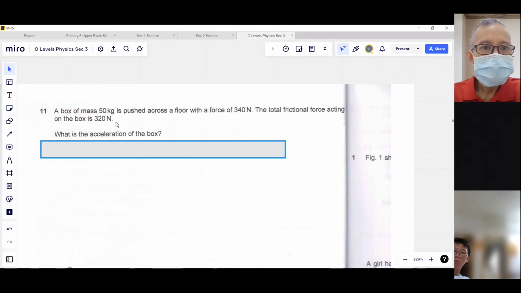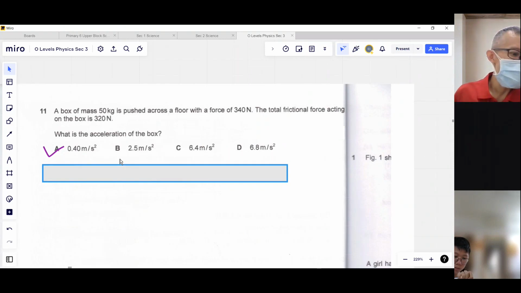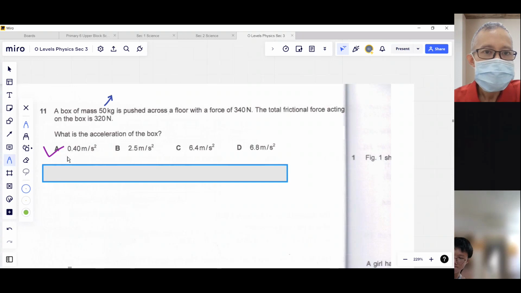Okay, 11. Find the acceleration. Yep, Jing Qian, number 11. C. Okay, it should be A. Do you get A? No. All right, let's go through quickly. 50 kg is the mass. Pushing force is 340. Friction is 320. Guys, I emphasize there's only one formula. But you have to figure out what's the net force, no?